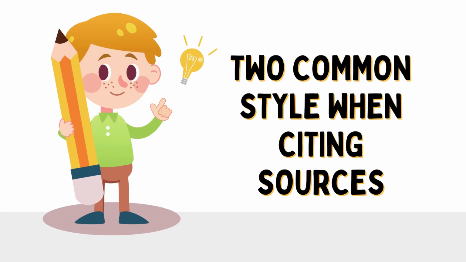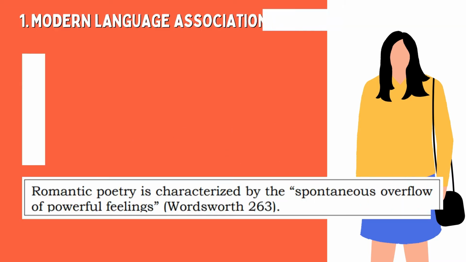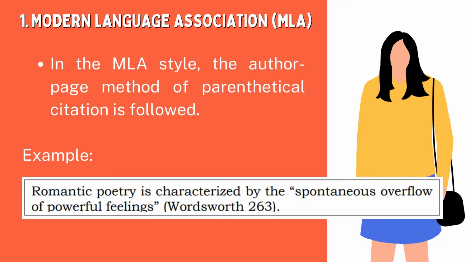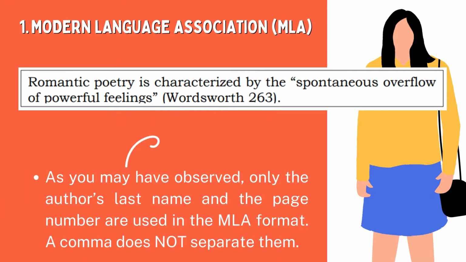Now here are the two common styles when citing sources. First is the Modern Language Association or the MLA. It is a citation style that is normally used for the humanities like English, history, or drama. In MLA style, the author-page method of parenthetical citation is followed. As you may have observed, only the author's last name and the page number are used in the MLA format. A comma does not separate them.